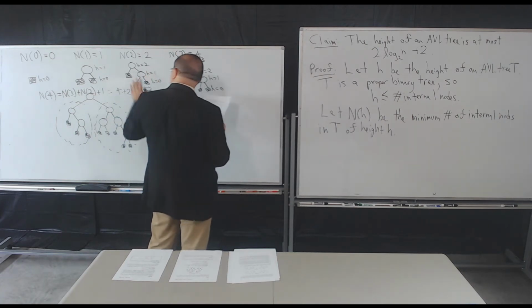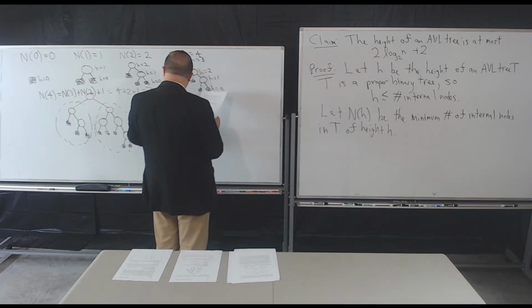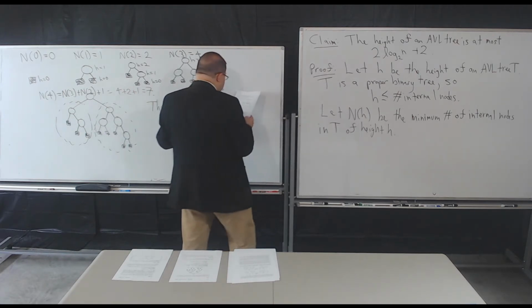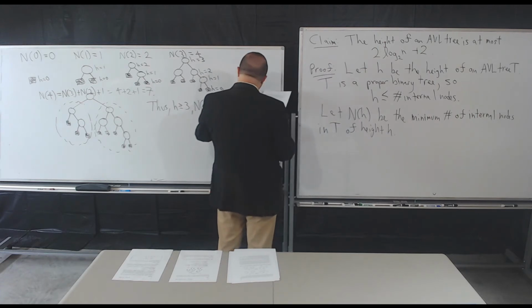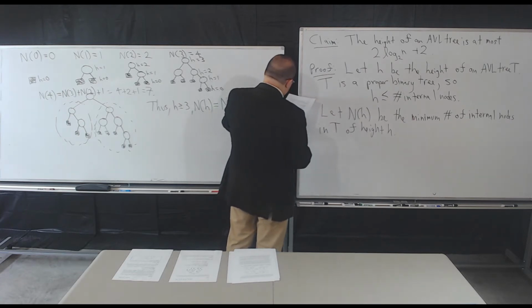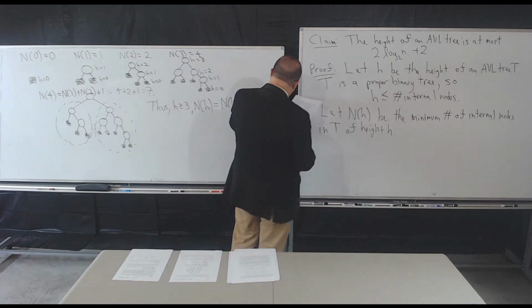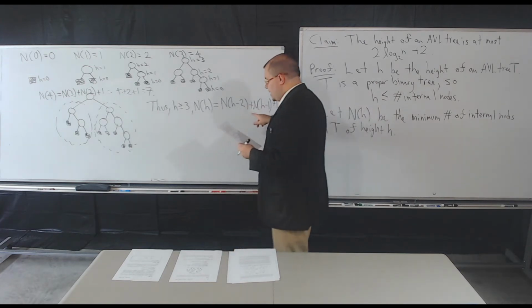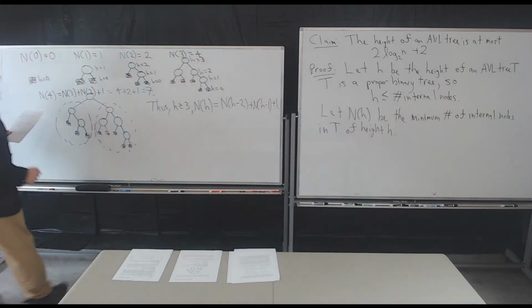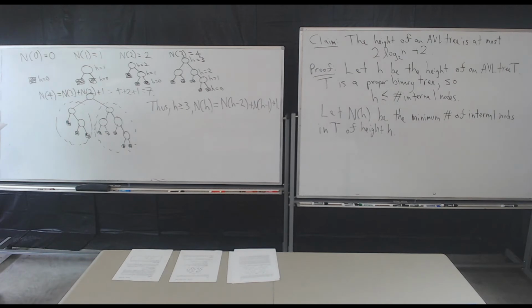You can actually prove this using a concept called mathematical induction, but I won't do that here. I hope the pattern seems clear enough for you. That n of h is equal to n of h minus 2 plus n of h minus 1 plus 1, right? Let's leave it like that. So that's going to be what n of h is. Is that neat? So I have my base cases here. Given any one of these, I can build larger trees. Does everybody see that?